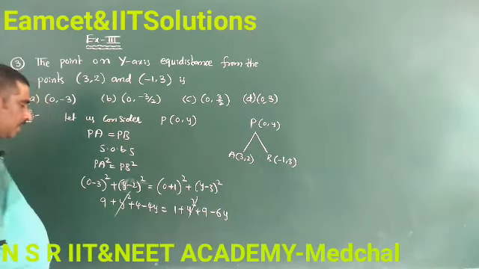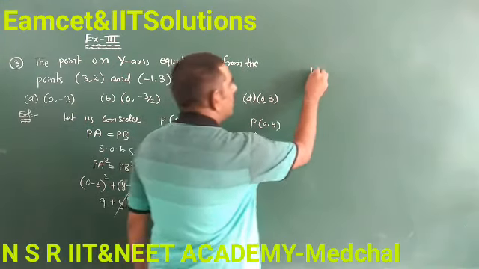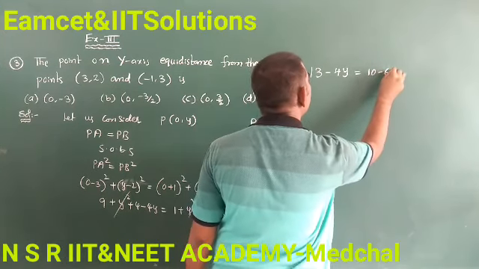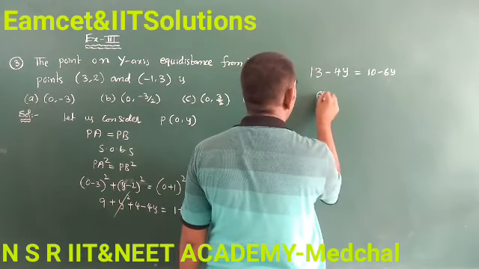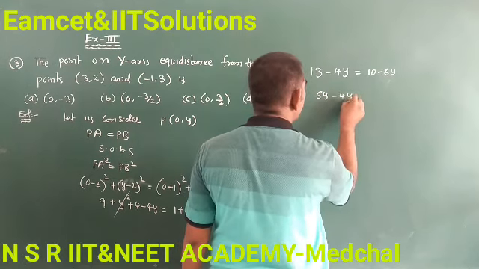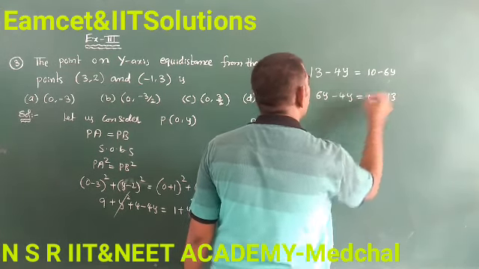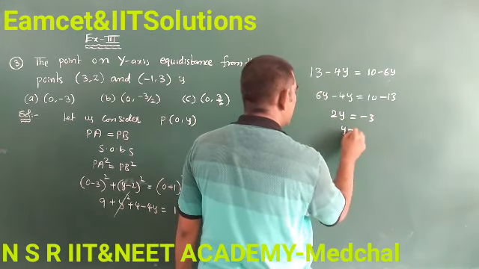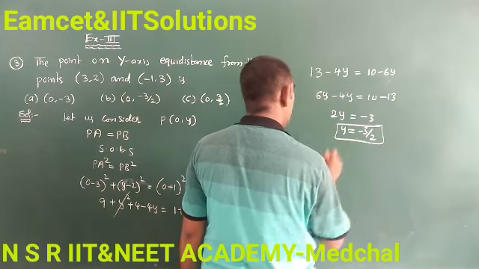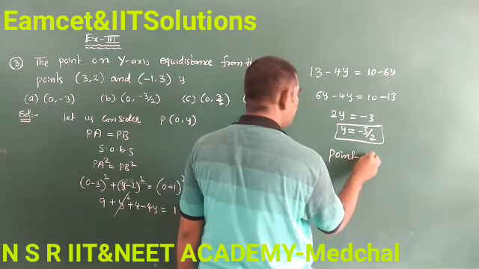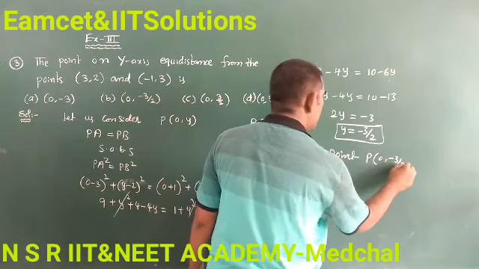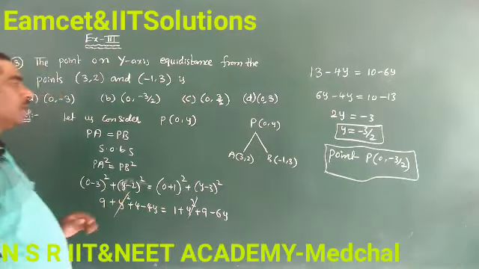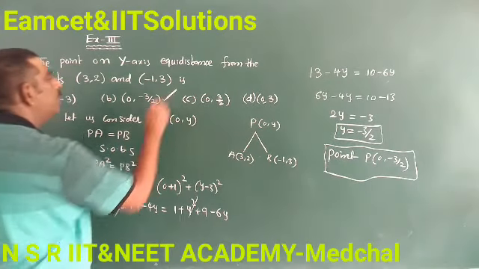So y square gets cancelled. 9 plus 4 is 13, so 13 minus 4y is equal to 9 plus 1, 10 minus 6y. Minus 6y moves across and becomes plus 6y; 13 becomes minus 13. So 6y minus 4y is 2y, and 10 minus 13 is minus 3, so we get y value as minus 3 by 2. So our point is (0, minus 3 by 2). From this point, A and B are at equal distance. So our answer is B.